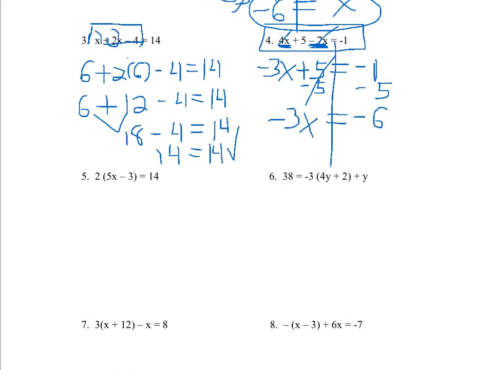Then, since it's negative 3 times x on the left side, we divide by negative 3. We always do the opposite. So I have x equals, and then here, these two negatives are going to cancel out because we're dividing. 6 divided by 3 is 2. So that's our answer right there.